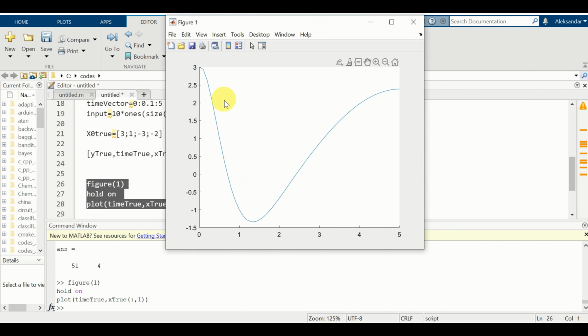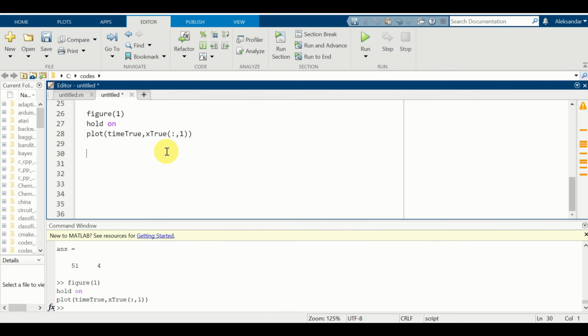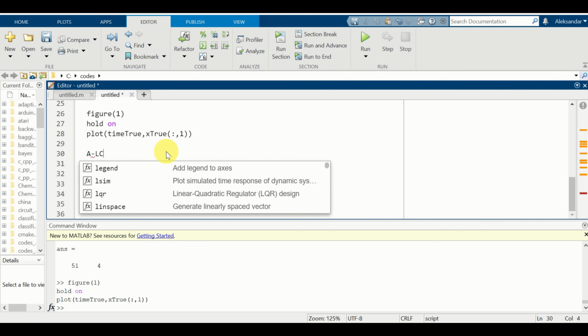Okay, here it is. We can see the states start from 3, and the system is lightly damped, and we will see oscillations. Perfect. The next step is to design our observer. The first step is to select desired pole locations for the closed loop matrix A minus LC.